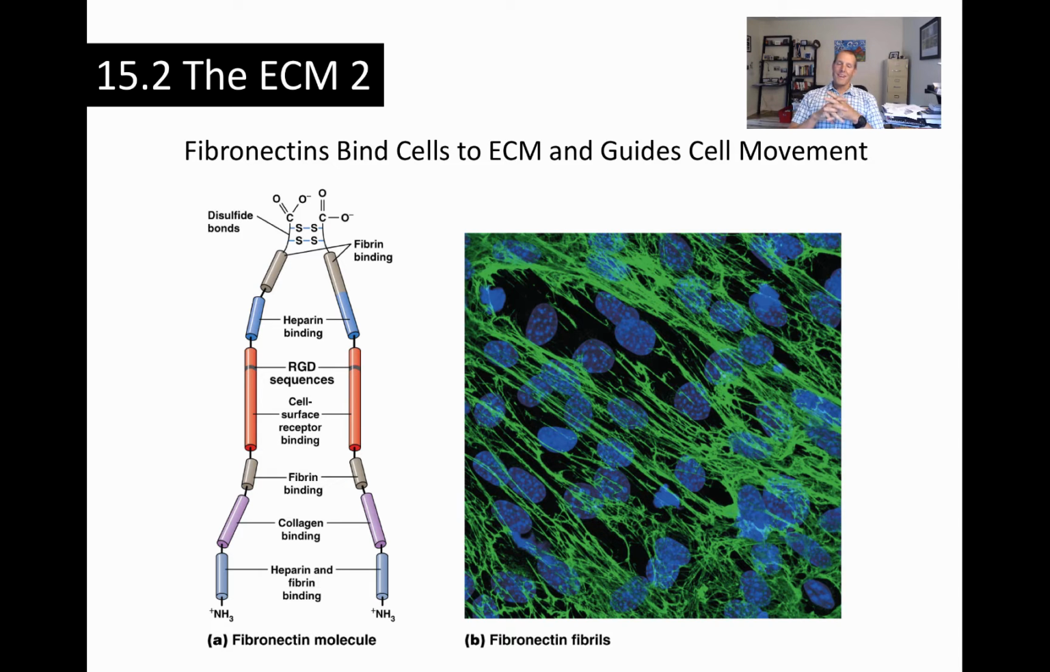Okay, so fibronectin binds cells to the extracellular matrix and it helps guide cell movement and really influences cell motility. This is one of a family of adhesive glycoproteins that form direct links between the extracellular matrix and the plasma membrane. This family of proteins, including fibronectin, have multiple domains to bind molecules in the extracellular matrix, as well as receptors on membranes. And so we'll take a look at the structure here.